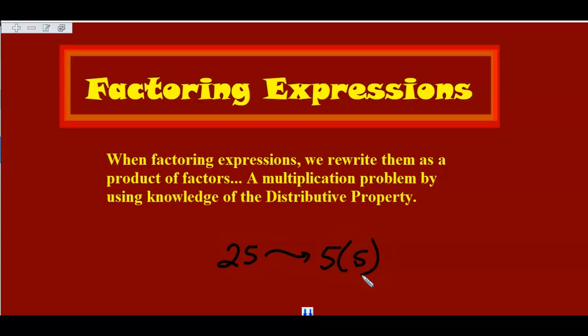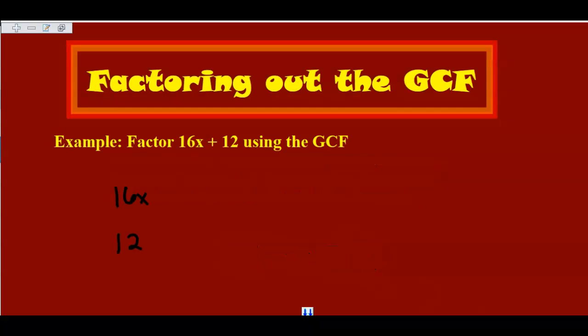But we're doing that with algebraic expressions now. So expressions that have variables or unknown numbers. And we're going to use the distributive property in order to do this, because the distributive property is what we use to simplify these expressions. It only makes sense to use it to undo that simplifying. Okay? So let's take a look at an example.